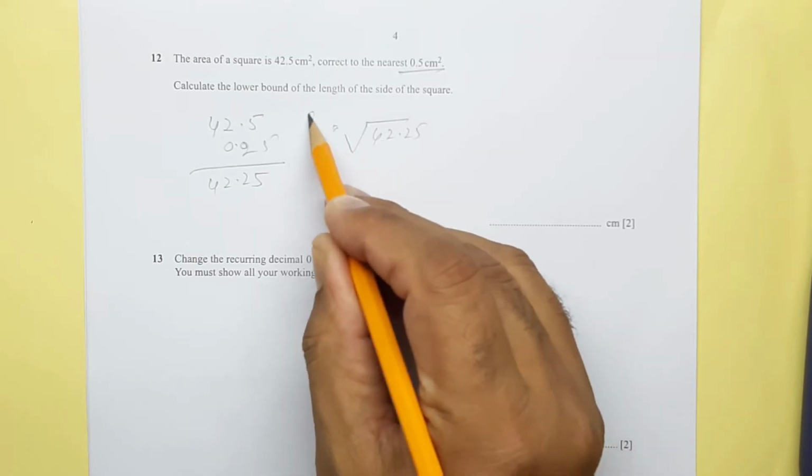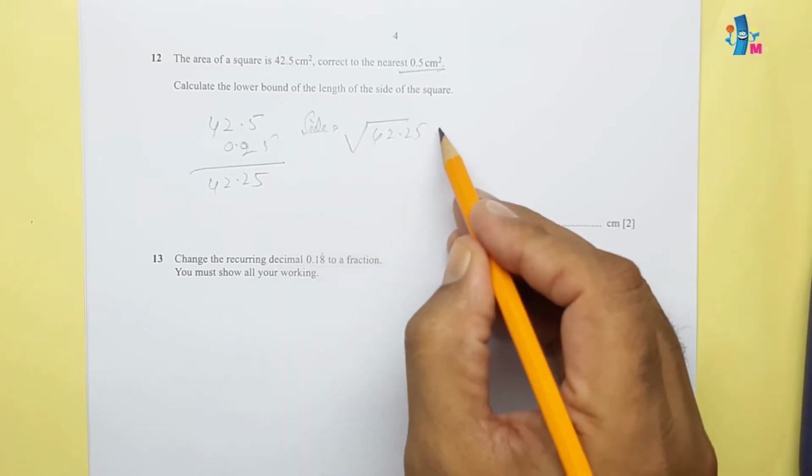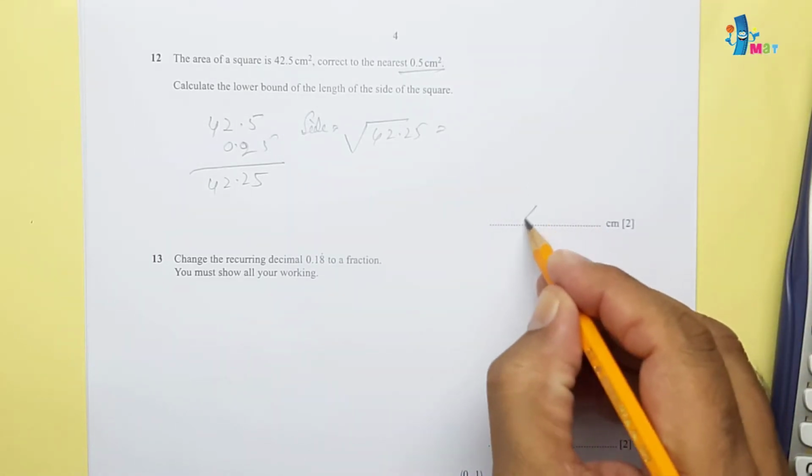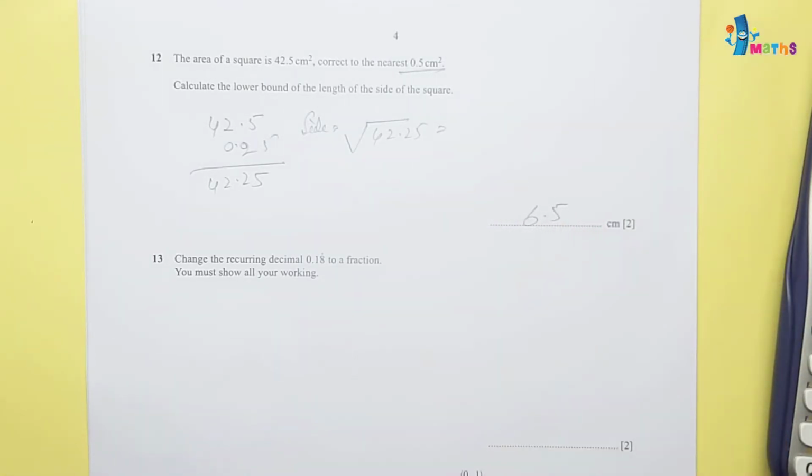This will be equal to side. So we can take the square root of this, and the root of the answer will be equal to 6.5. So 6.5 will be one side. Question number 13: change the recurring decimal, this one, into a fraction.